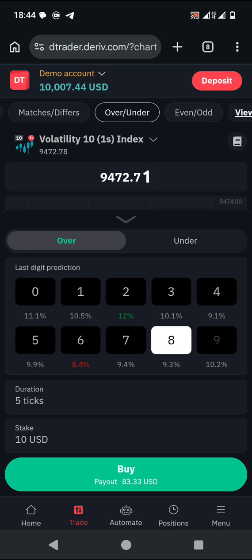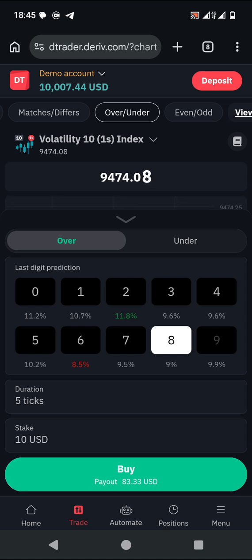To be precise, we are going to do the under 8 strategy. Under 8 is one of the profitable strategies for beginners, especially with a high win rate. That's why I advise every beginner, if you must start digit trading, to start with under 8. It is quite easy, and its payout is quite nice compared to under 9 or over 0. So how do we trade under 8?